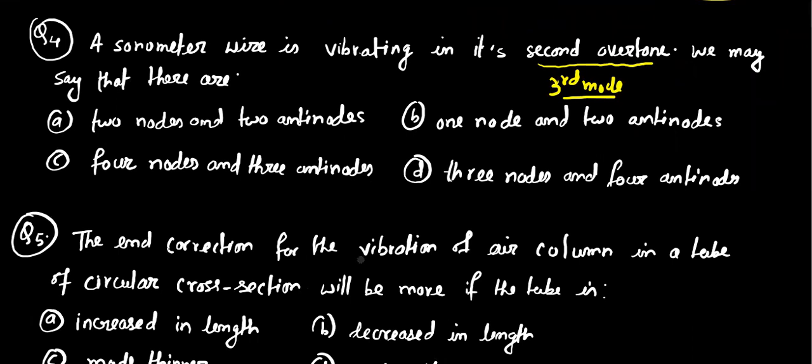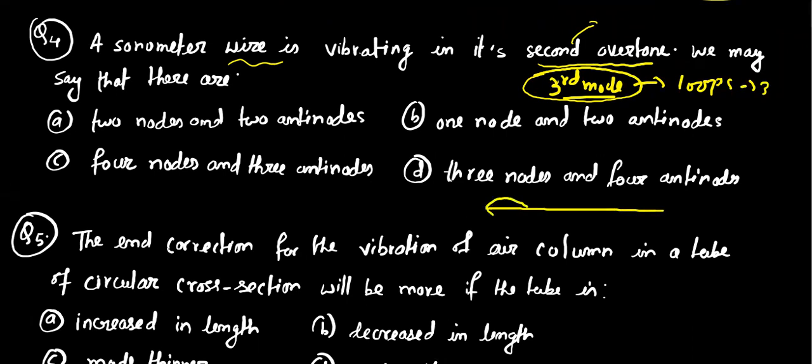First of all, we have to know the meaning of this third mode. As we know, for a string or wire, the number of the mode also refers to the number of loops. Which means in the second overtone or third mode of vibration there are three loops. So let us draw three loops.